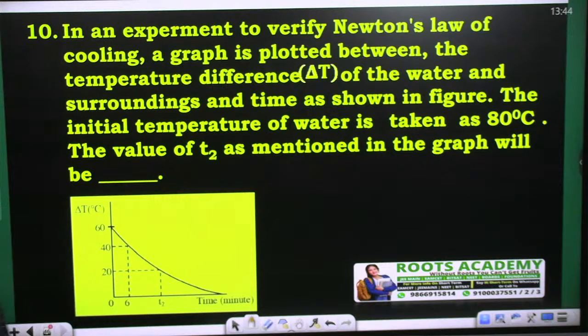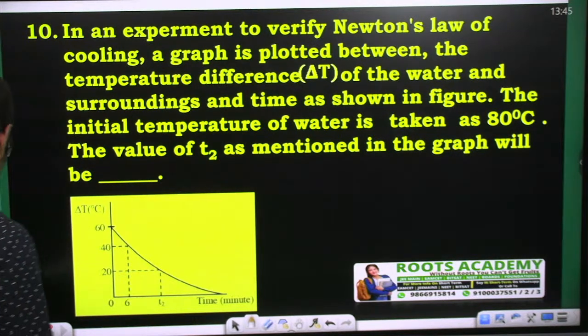So the last question. Here it is given an experiment to verify Newton's law of cooling. A graph is plotted between temperature of water and surroundings against time, as shown in the figure. The initial temperature of water is taken as 80 degrees. The value of T2 as mentioned in the graph will be?